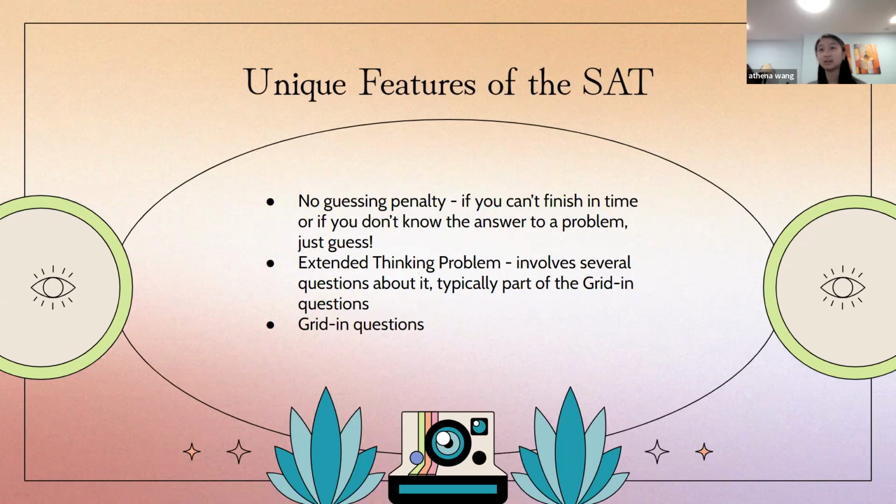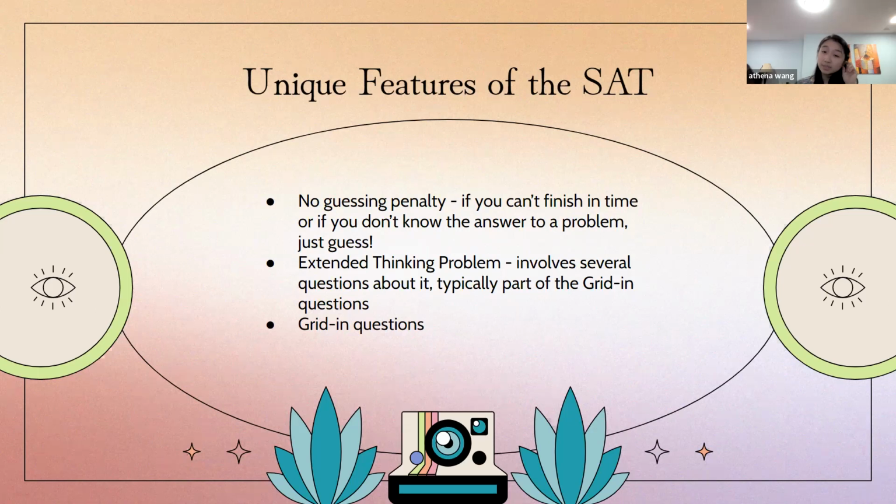On the SAT, there are 4 answer choices. So you basically have a 25% chance of getting it right. If you can limit it to less than 4 choices, it's even better. If you don't know the answer, just guess. And then there are these extended thinking problems. So these problems involve several questions and they're linked.